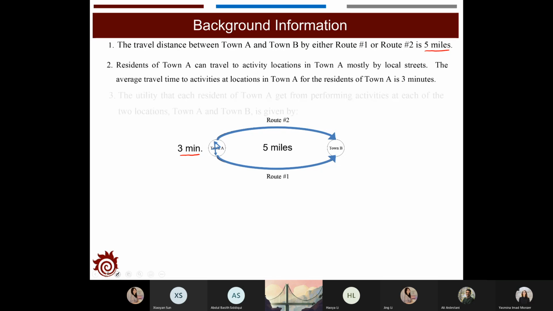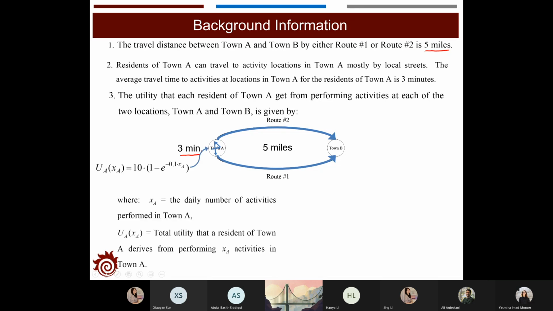And moreover, we provide the utility for the activity in each town, in town A and in town B. So for town A, we set the utility of XA as 10 times 1 minus exponential minus 0.1 times XA. So this is the utility for the activity in town A. And here XA is the daily number of the activity performed in town A, and UA(XA) is the total utility in town A.